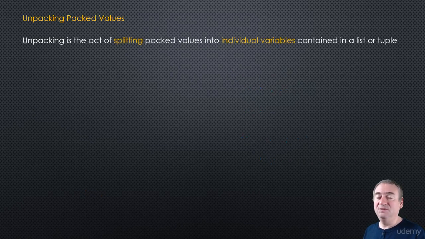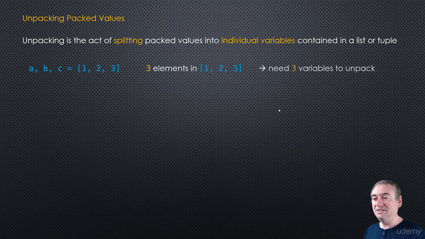So how do we go about doing that, and what does it mean to unpack? Well, unpacking is the act of splitting packed values into individual variables contained in a list or tuple. So in other words, you create a tuple or a list that contains variable names, and then you take an iterable and you unpack the iterable into those variable names. So for example, if we have a, b, c equals this list 1, 2, 3. Now remember, this left-hand side is just a tuple with 3 values, and the right-hand side is a list with 3 values.